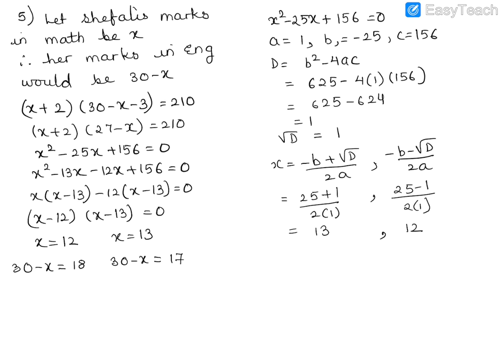Then it is said that Shafali has got marks in maths and English, and the total is given to you as 30. So if her marks in maths were x, then in English she's got 30 minus x. And it is said that if we had increased 2 marks in maths and decreased 3 marks in English, then the product would have given you 210. So 30 minus 3 is 27. When I multiply, I get this quadratic equation, which I have solved here by splitting up of the middle term.